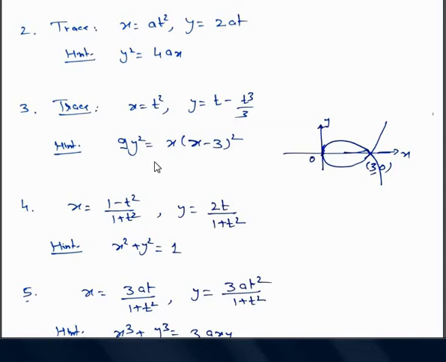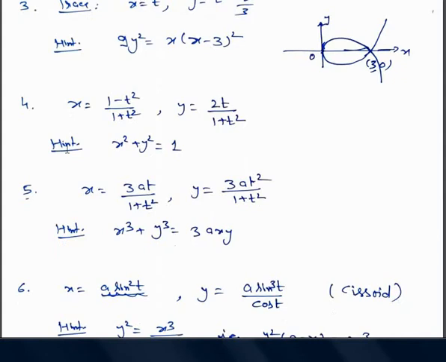Now we have learned this tracing. The shape of the curve will be like this. The curve will pass through the points (0, 0) and (3, 0), right? Now if you take this curve, x equals (1 minus t square) upon (1 plus t square), y equals 2t upon (1 plus t square). If you square and add these two terms, you will get x square plus y square equals 1, which is a circle having center at the origin and radius 1.